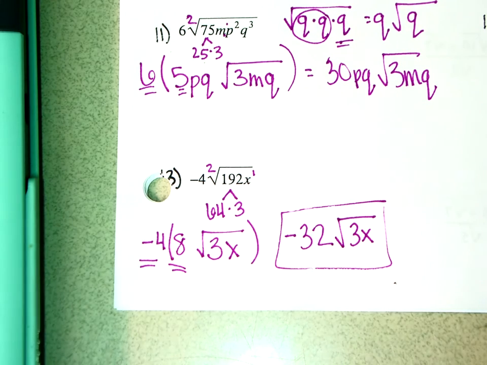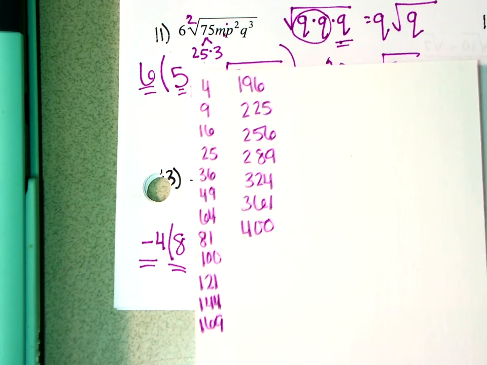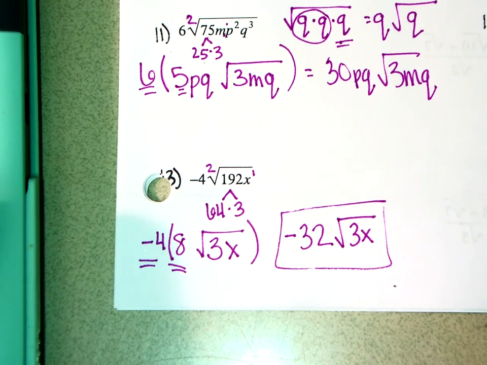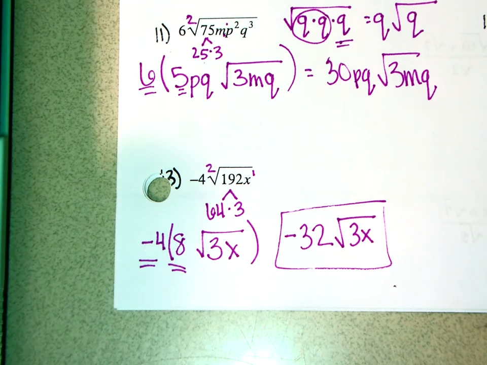So whenever you're simplifying square roots, all you have to do is pay attention to the perfect squares. Use this chart if necessary. We wrote this down in our notes, but use it if you need it. And then you just divide using your calculator. So look for the perfect squares.